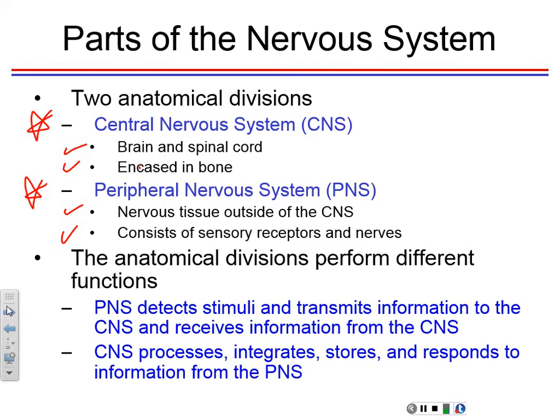The peripheral nervous system will detect stimuli, and the receptors will catch it and then send it through sensory nerves, sensory neurons, to the central nervous system, where that information is processed and integration takes place, and then pretty much making sense of the stimuli, of that sensory information. That's what the brain does, the central nervous system does.